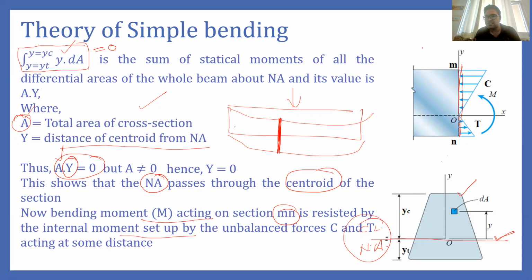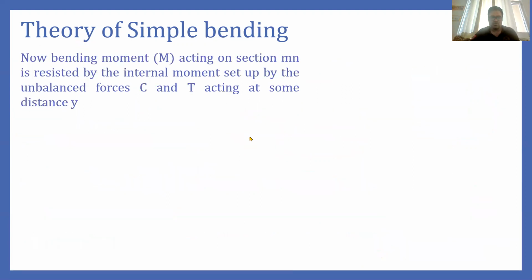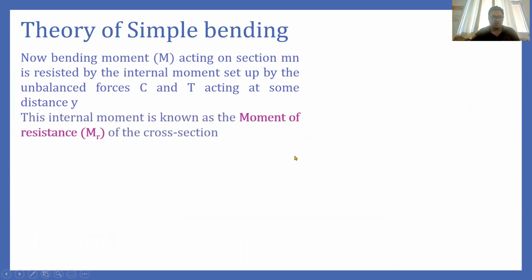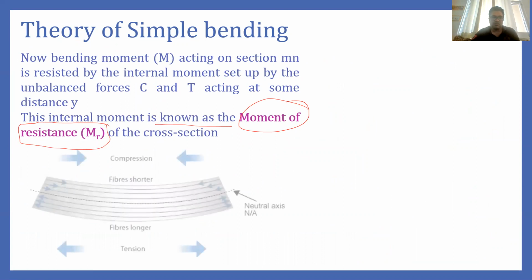If this element is subjected to external force, it will obviously create a bending moment in the beam, and this bending moment will be balanced by the internal moment set up in the beam section. We will try to understand this in more detail on the next diagram. This internal moment, which balances the bending moment due to the external force, is known as the moment of resistance, or in other terms the strength of the beam. Now we will try to understand this with the help of a diagram.